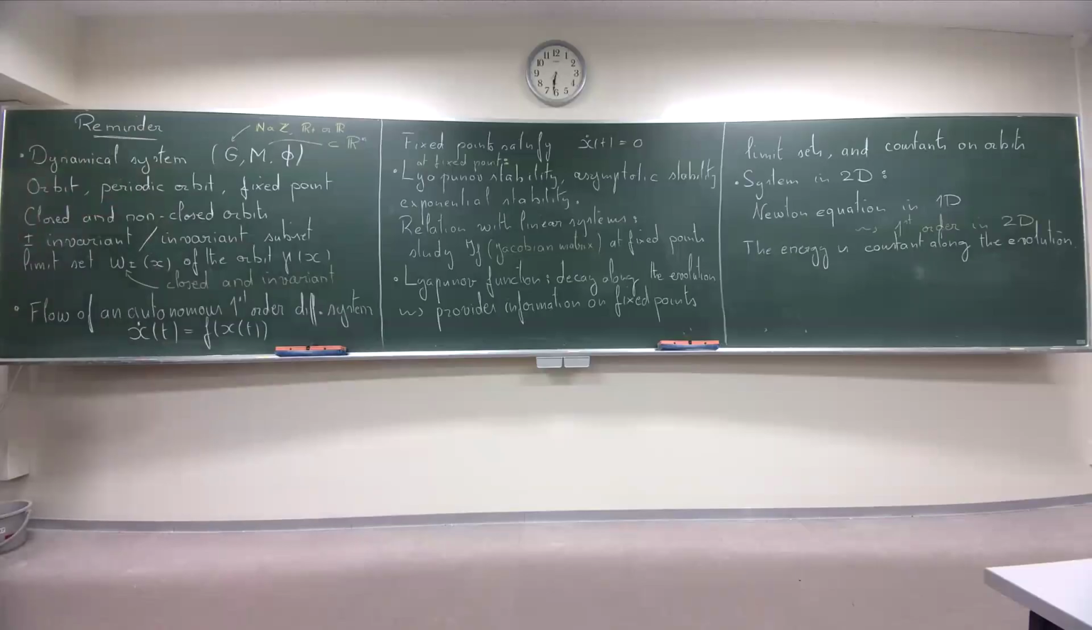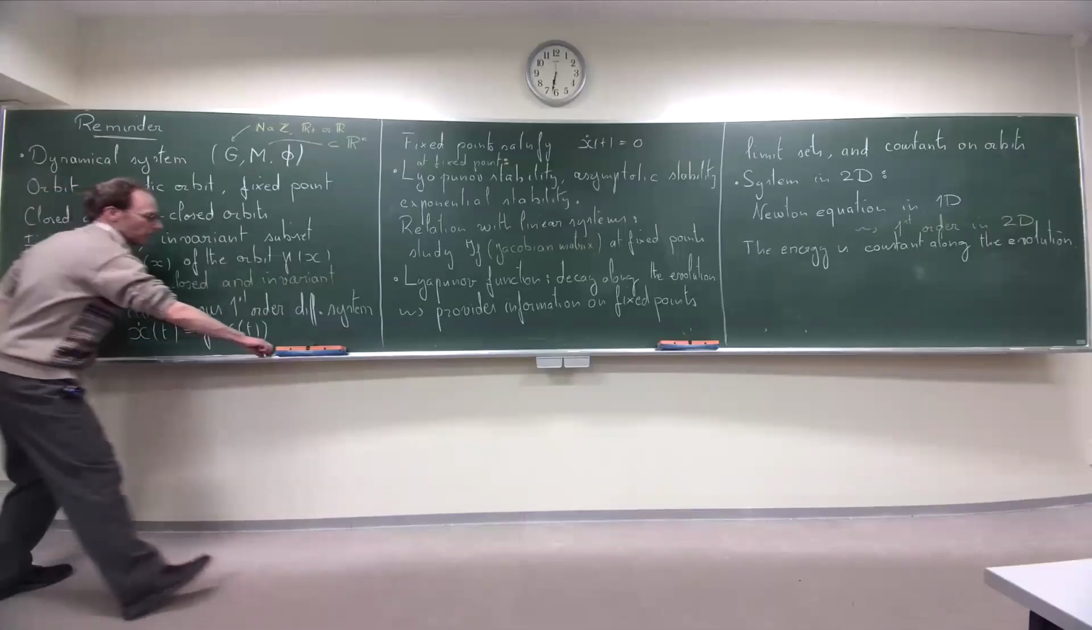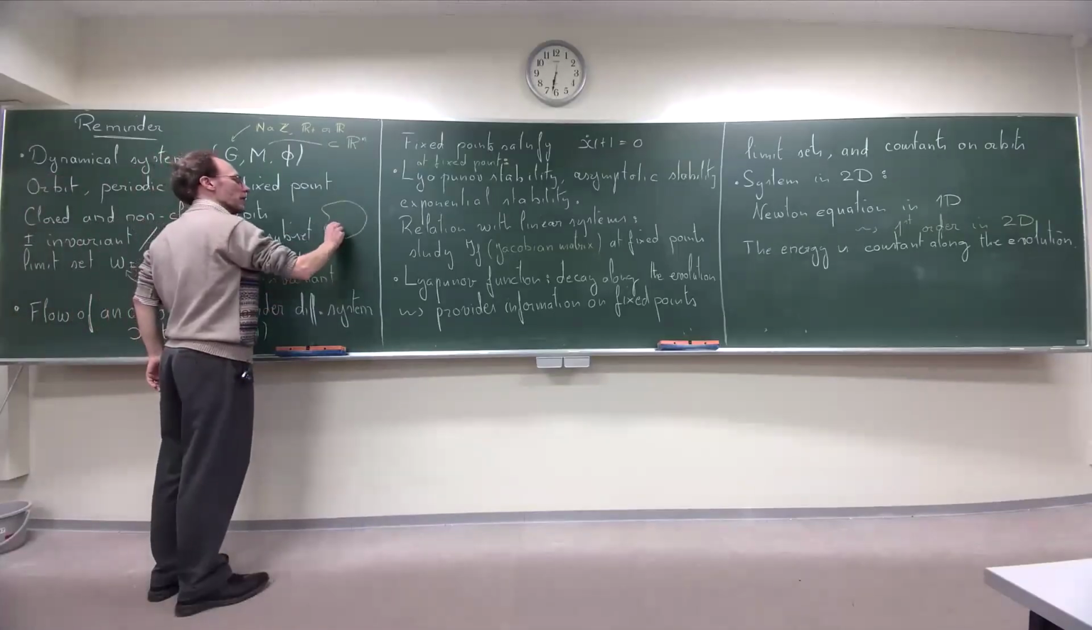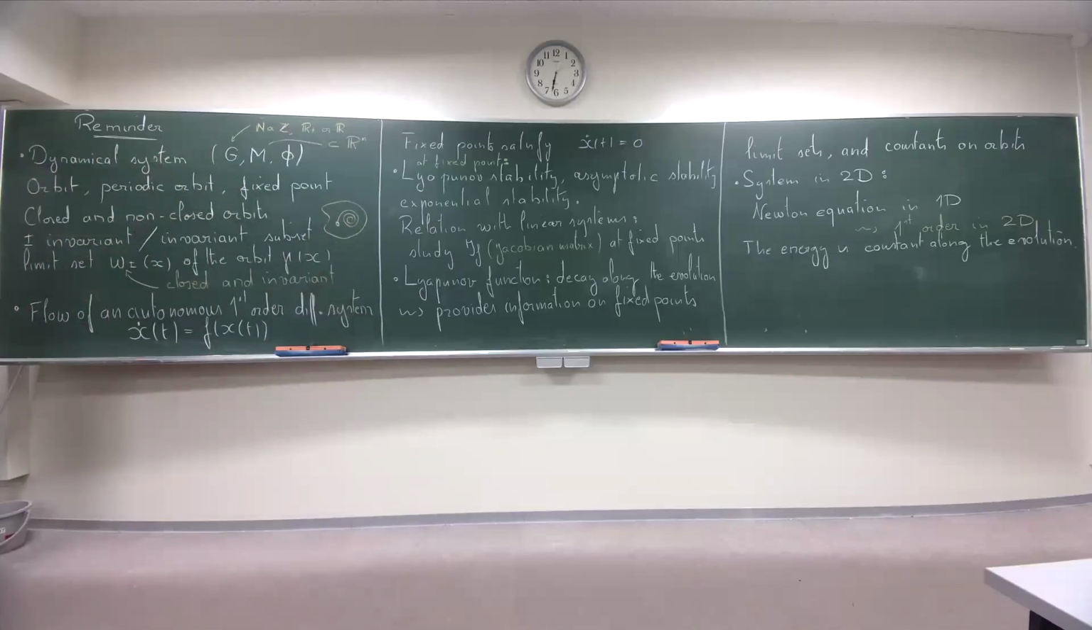You should have in mind some pictures. And if you don't have a periodic orbit or fixed point, it gives you a non-closed orbit. Closed orbits are given by either a fixed point or a periodic orbit. We define what is an invariant subset or plus minus invariant subset of M. It's a subset of M such that whenever you take one point and look at the evolution, the evolution is taking place inside the set.